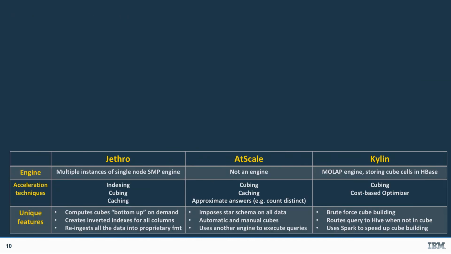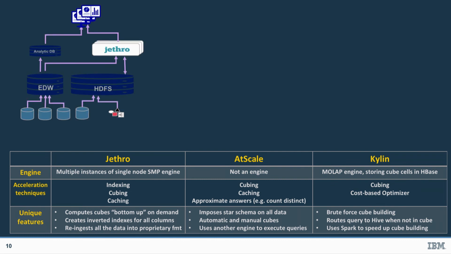So with that as background, let's have a look at some of the most popular BI accelerators in the market today. The first one I'm going to talk about is Jethro, or Jethro Data. This is a SQL engine, but it's not an MPP engine. It doesn't run on Hadoop. It runs at the edge of Hadoop, so it connects to Hadoop from the edge. And like I said, it's not a multi-node system. It's a single box.